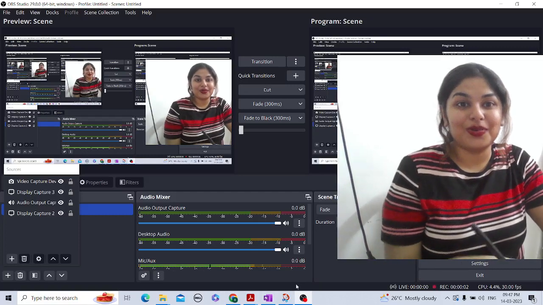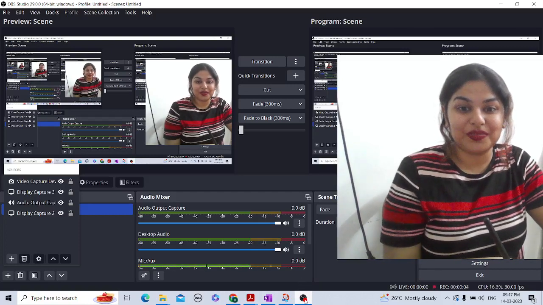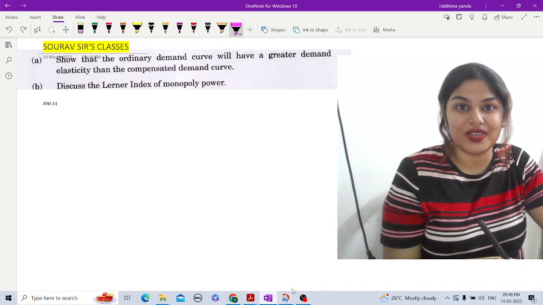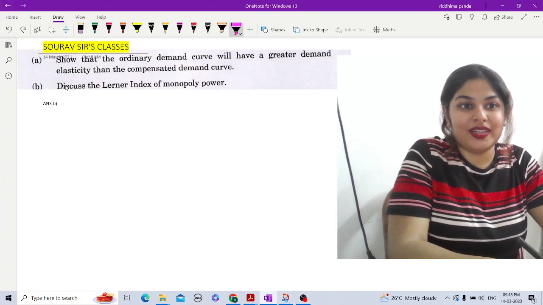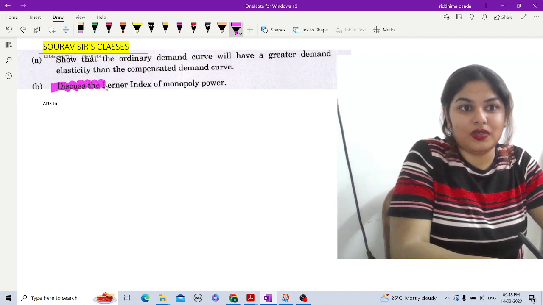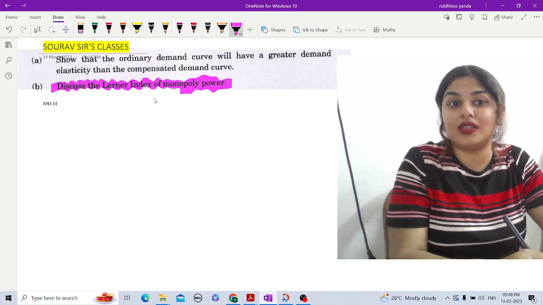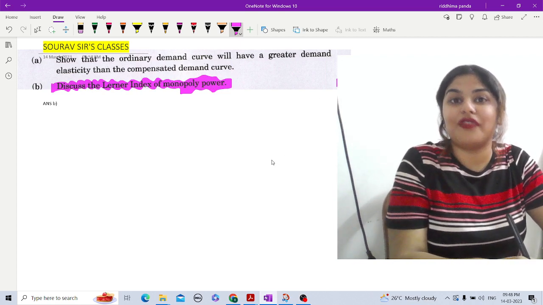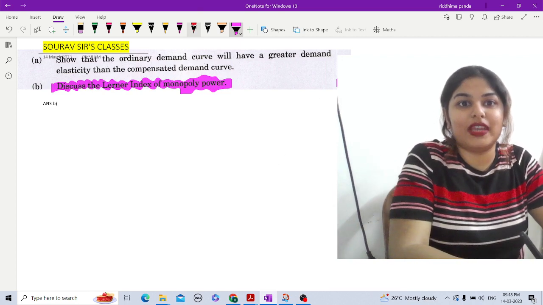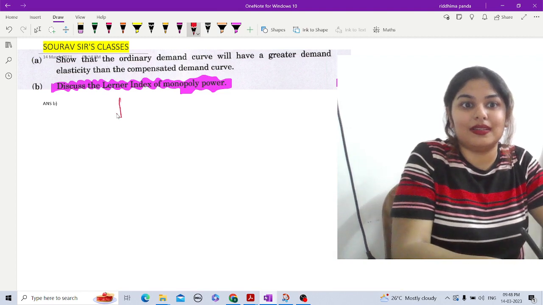Let's discuss another question from Group A of the General Economics paper of the Indian Economic Service 2022. The second question from Group A is about the Lerner's Index of Monopoly Power. You have been asked to discuss the Lerner's Index of Monopoly Power for 5 marks. First you have to say what you know about Lerner's Index, okay?